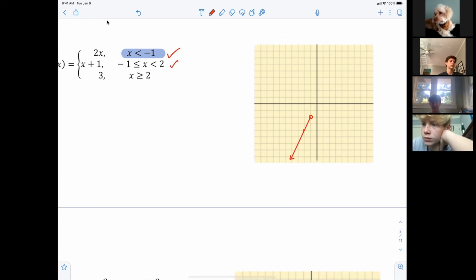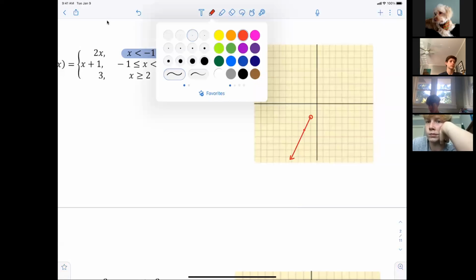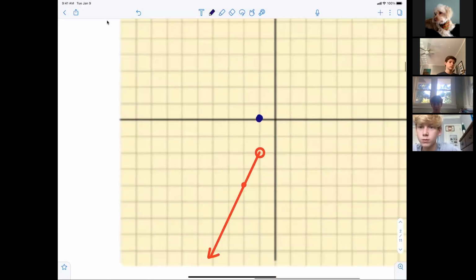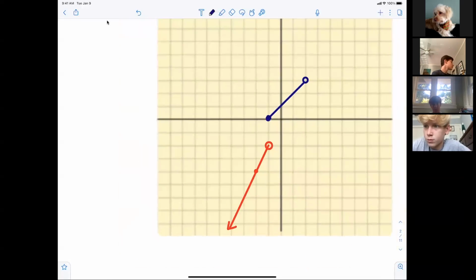Now the second piece, we're graphing everything between -1 and 2. If I start at -1 and plug -1 in, I get 0. So now I want everybody to plot -1, 0. Notice this is a solid dot this time because it's equal to. Again, this is just a line. So I plug the last number in, which is 2. What's 2 plus 1? 3. So at 2, I'm going to plot the point 3, but this time it's an open circle. From there, we're just connecting those two dots. That is the second piece of the puzzle.